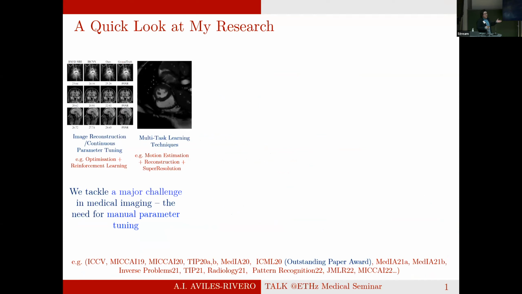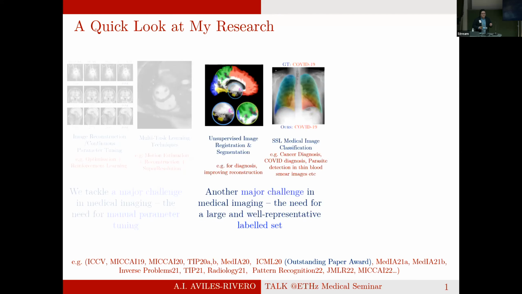For example, we have tackled major medical image problems. One example is how to avoid manual parameter tuning. You have different devices from different vendors' machines, different noise acquisition, so how do we avoid this manual parameter tuning for image reconstruction, for instance, or segmentation. Another major challenge in medical image analysis is how to get well-representative labeled data. Labeling, particularly in the medical domain, sometimes needs two experts to agree to have even a single label. This is really expensive and inherently subject to human bias.